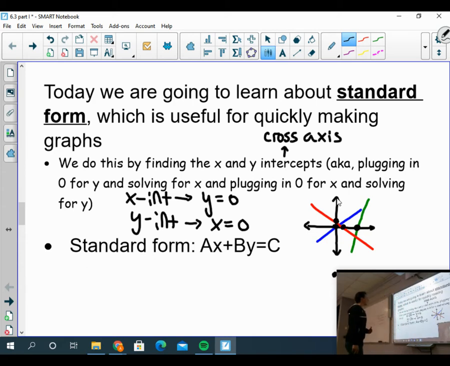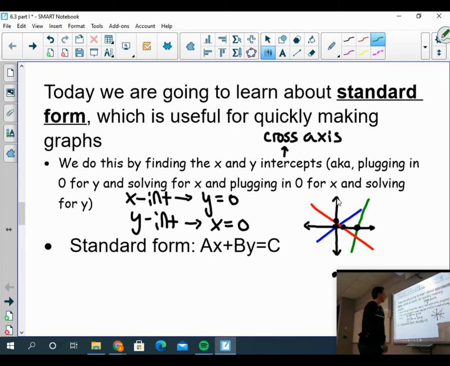That's why we say when we find the x and y intercepts, what we're going to do is plug in 0 for y to find the x-intercept, aka solving for x. And we're going to plug in 0 for x and solve for y, aka finding the y-intercept. Okay? And this is how we are going to graph equations in standard form.